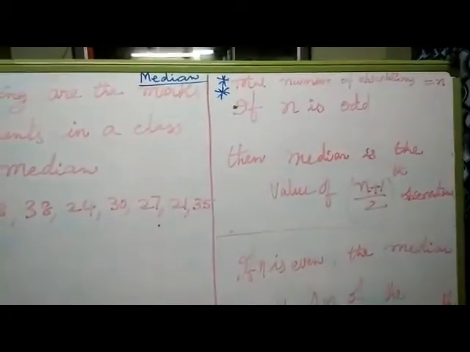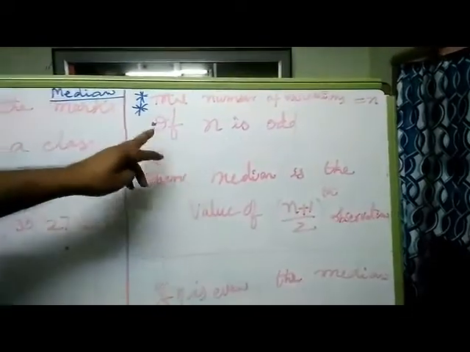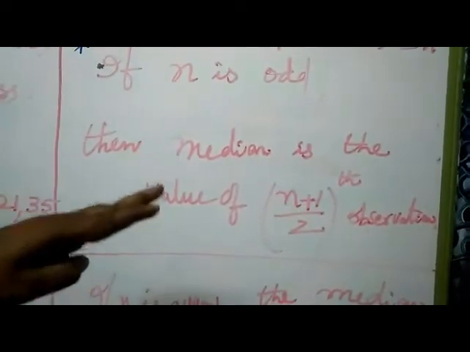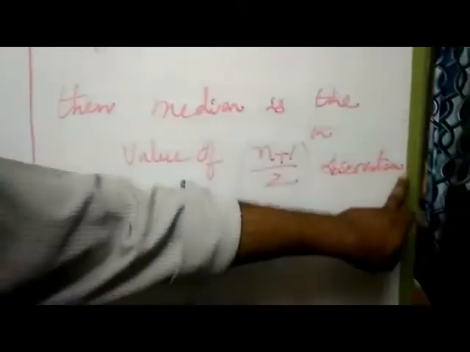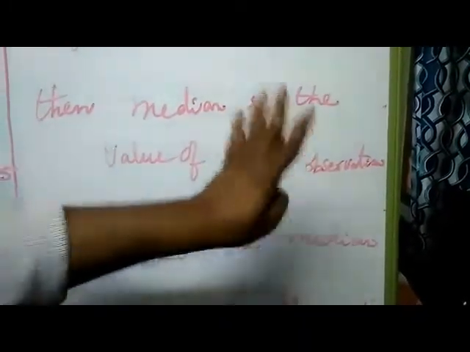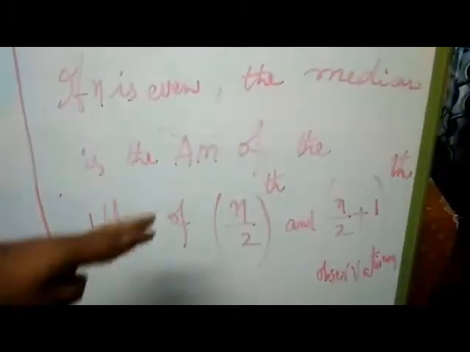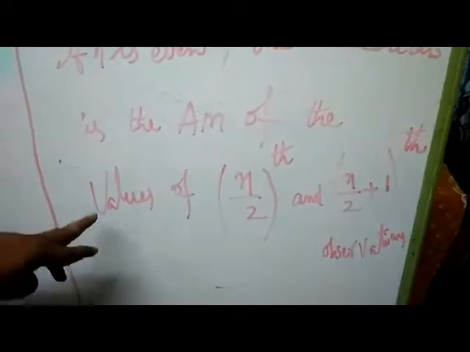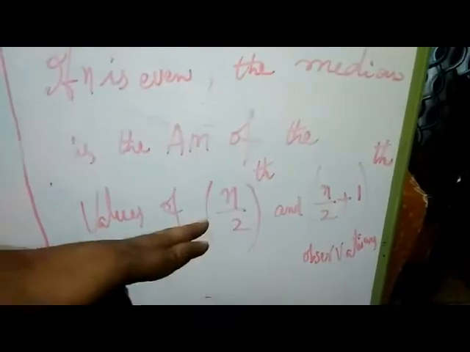What is that formula? Let the total number of observations be n. If n is odd, then the median is the value of the (n plus 1) by 2th observation. If n is even, the median is the average, the arithmetic mean, of the values of the n by 2th and the n by 2 plus 1th observations.